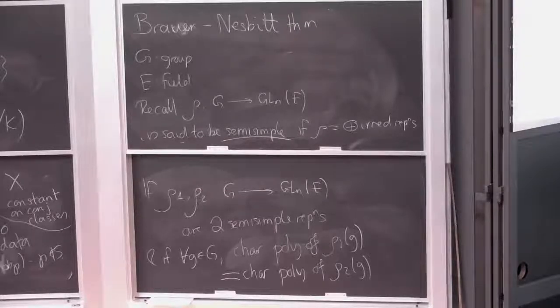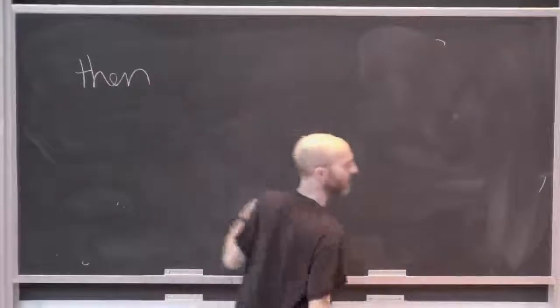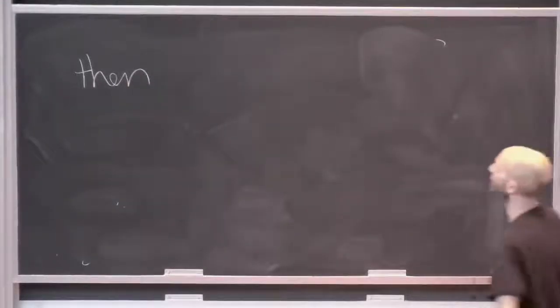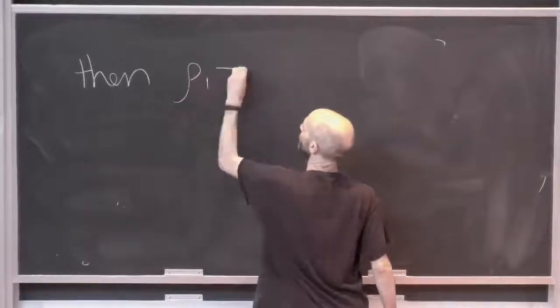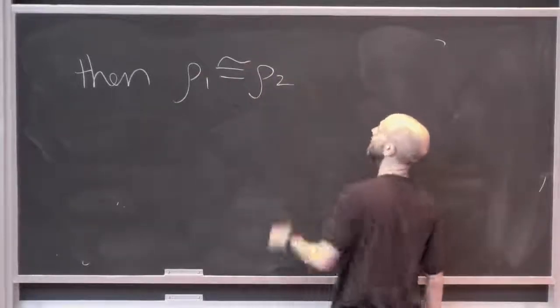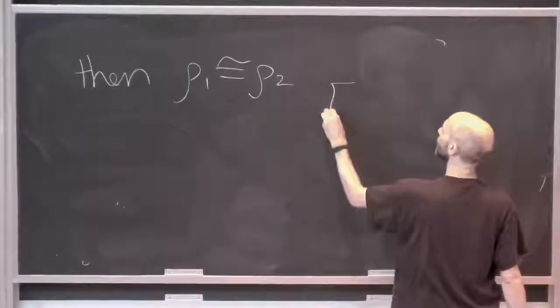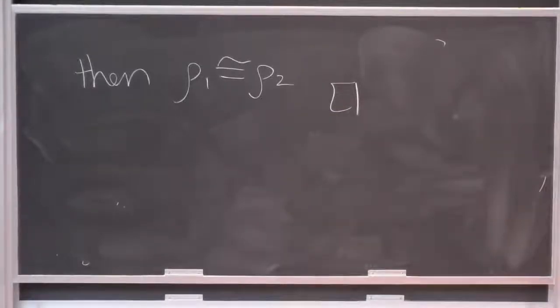Then rho 1 is isomorphic to rho 2. So the proof is just algebra, right? I mean, it's quite tricky.